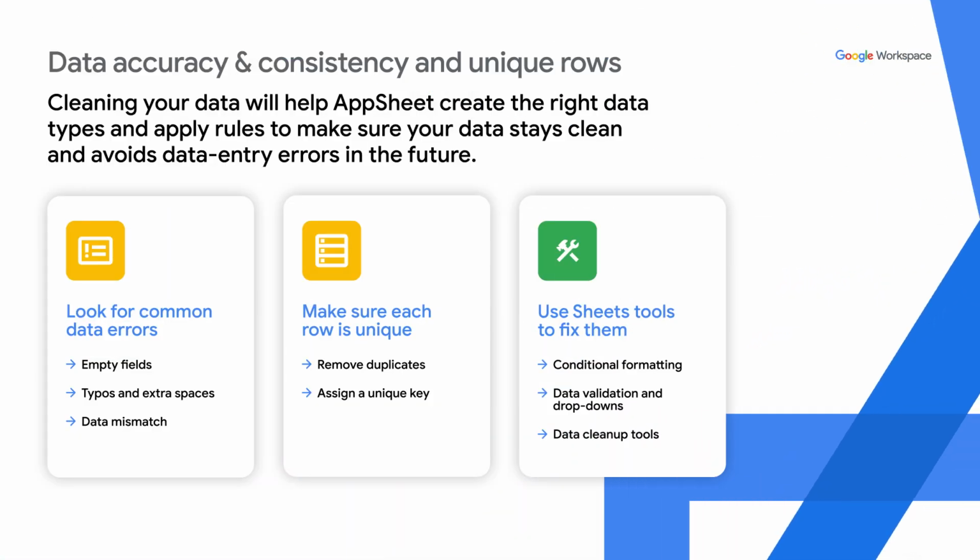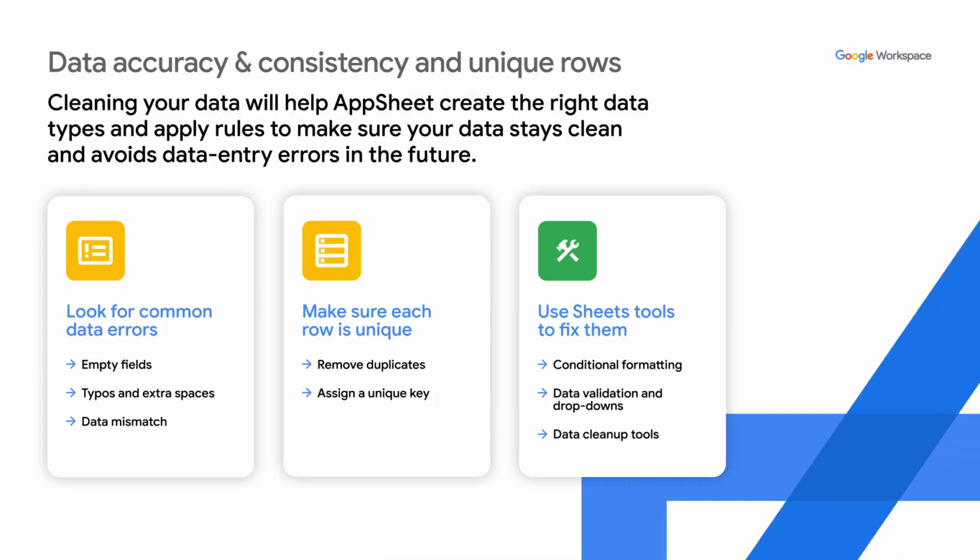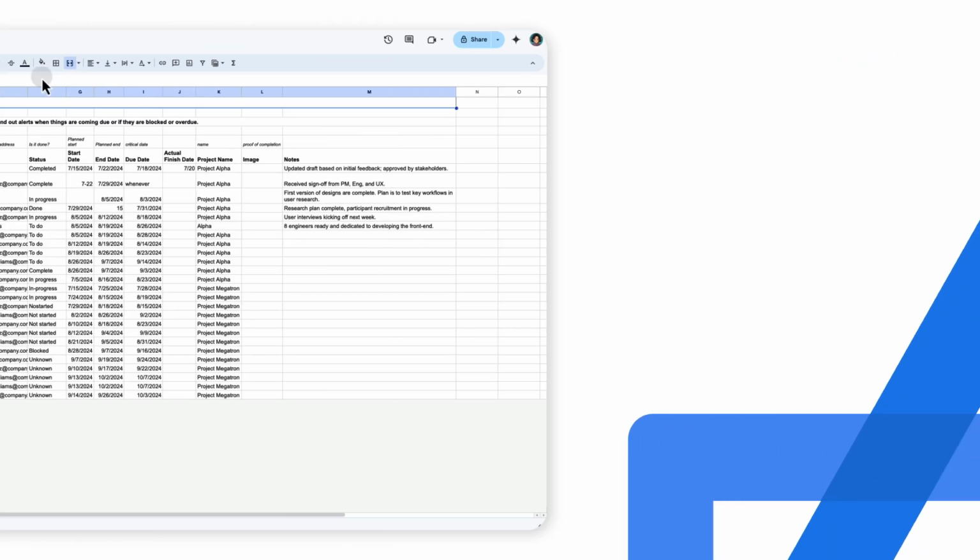Now, let's talk about the data itself. Typos and messy data can cause problems, but if you clean things up beforehand, AppSheet can actually help keep your data tidy in the future. We'll use some of the tools built right in Google Sheets to fix errors and make sure each row is unique. Here's our sample sheet again.